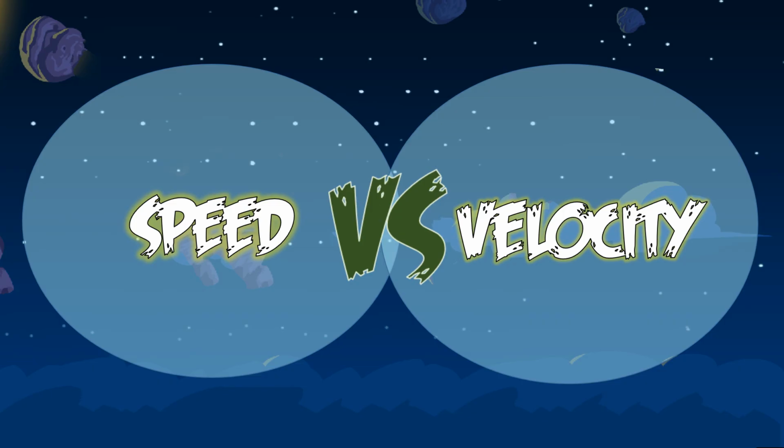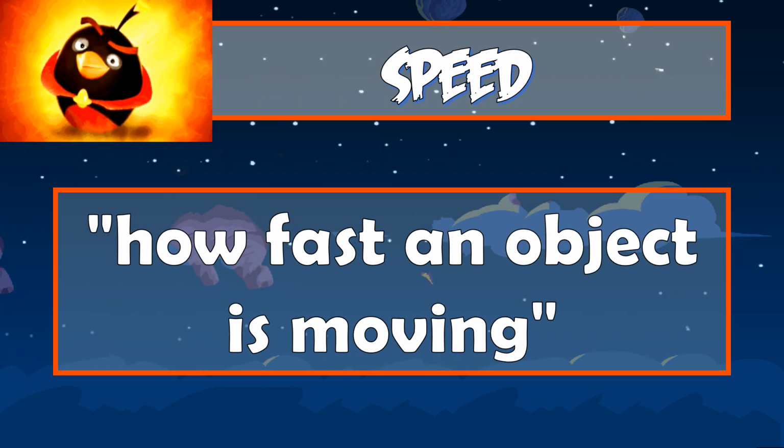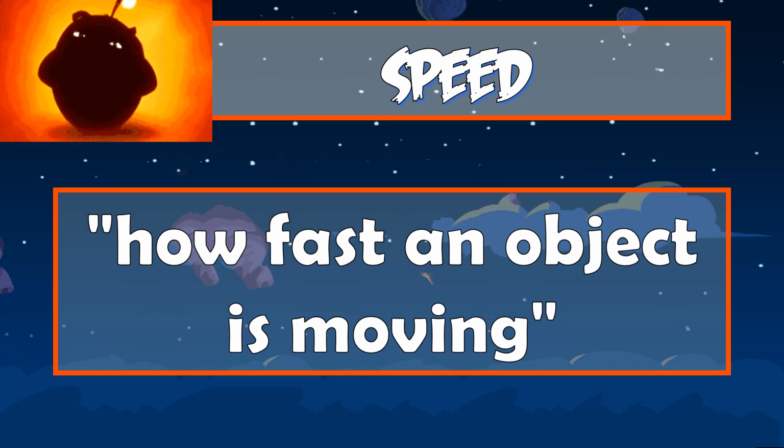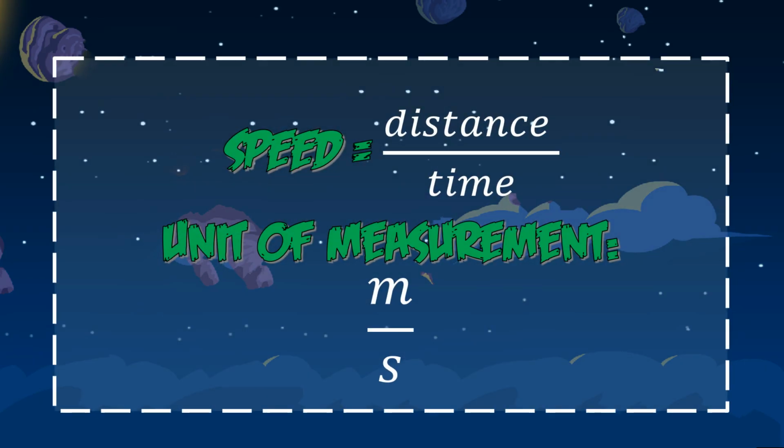Next is speed versus velocity. Let's discuss how these two differ from each other. First is speed. Speed is a scalar quantity, so it has only magnitude. It is also defined as how fast an object is moving. The numerical value of the area under the curve of a speed-time graph is equal to the total distance traveled by the object. The formula for speed is distance over time, and the unit of measurement is meter per second.